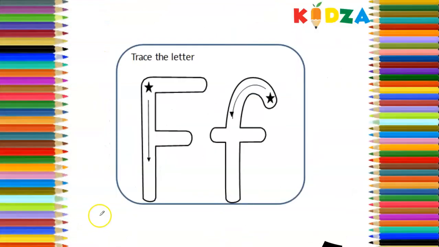Trace the letter F. Standing line, sleeping line, sleeping line. Capital F. Start with the curve and the standing line. A sleeping line. Small letter F.